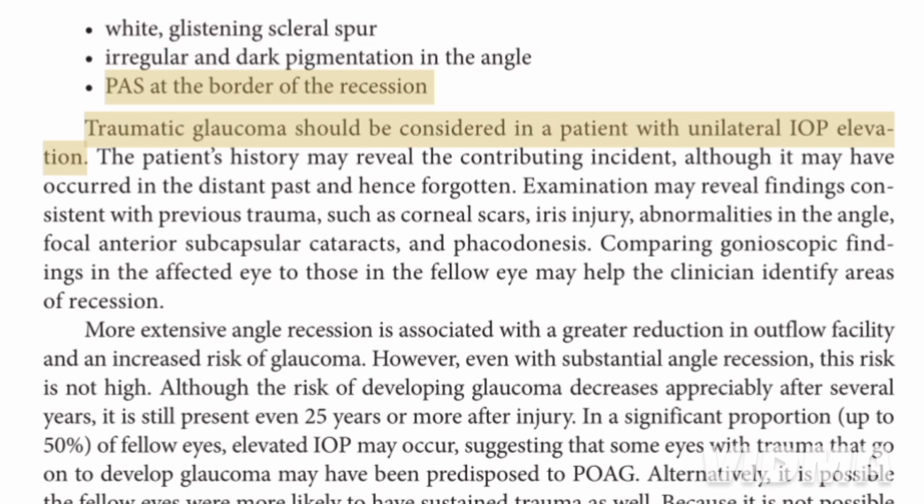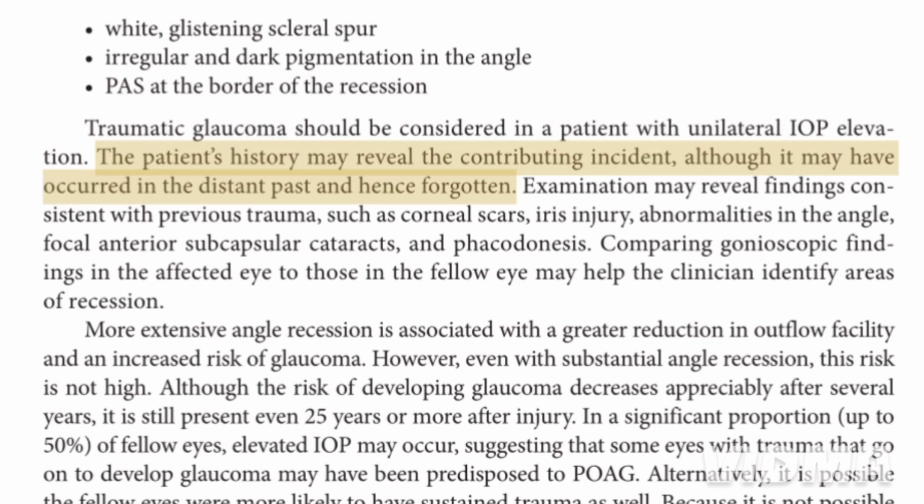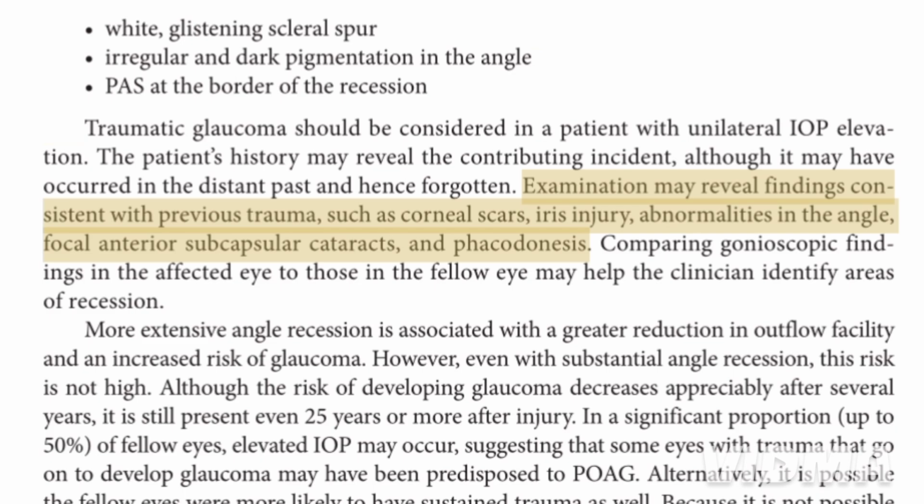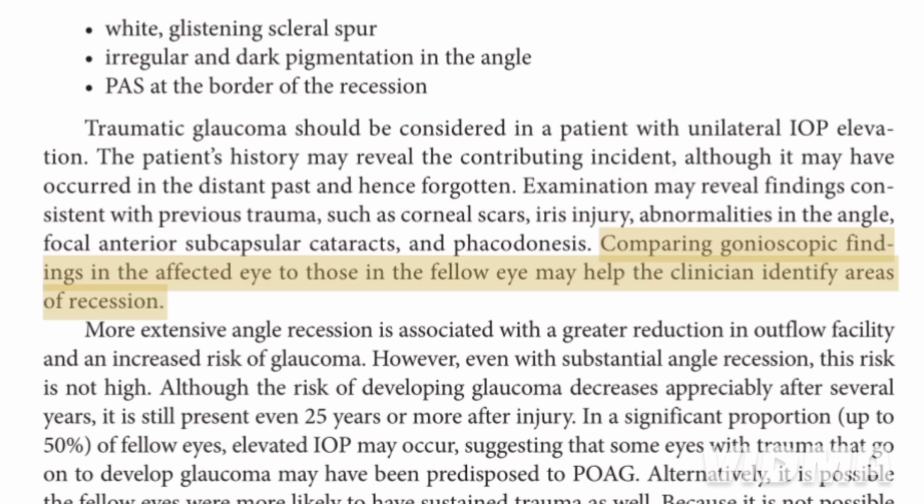Traumatic glaucoma should be considered in a patient with unilateral IOP elevation. The patient's history may reveal the contributing incident, although it may have occurred in the distant past and hence been forgotten. Examination may reveal findings consistent with previous trauma, such as corneal scars, iris injury, abnormalities in the angle, focal anterior subcapsular cataracts, and phacodonesis. Comparing gonioscopic findings in the affected eye to those in the fellow eye may help the clinician identify areas of recession.